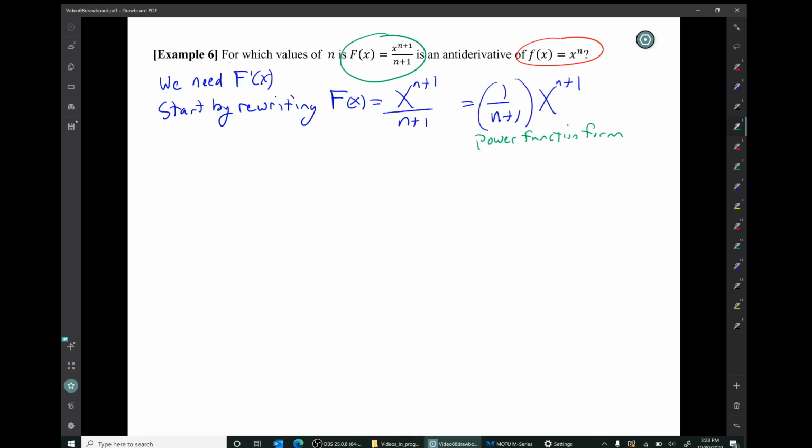Well, we start by rewriting capital F of x. We need to find capital F prime, but capital F is not given to us in a form that's the best for finding its derivative. We put it in power function form. That's important because that function capital F is presented to us looking like a quotient. So we might be duped into thinking we need to use the quotient rule, but we don't. We should write it in power function form and then find its derivative.